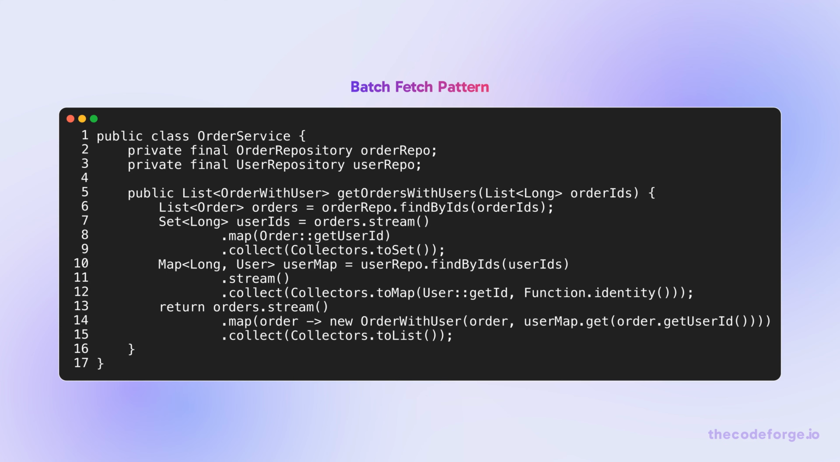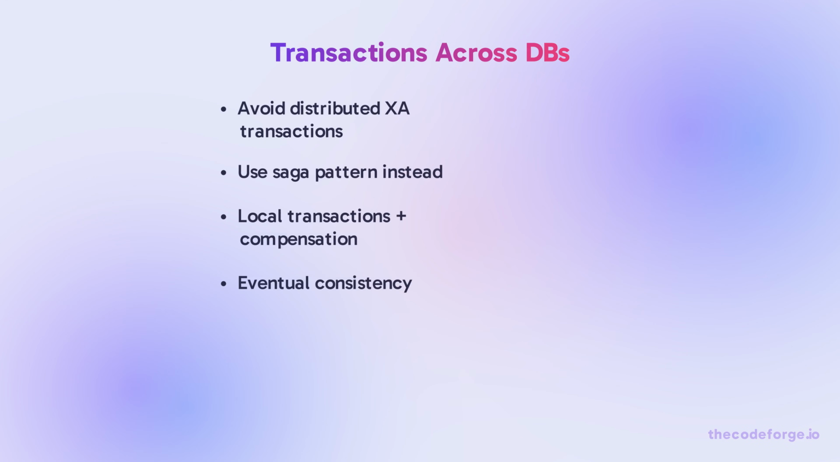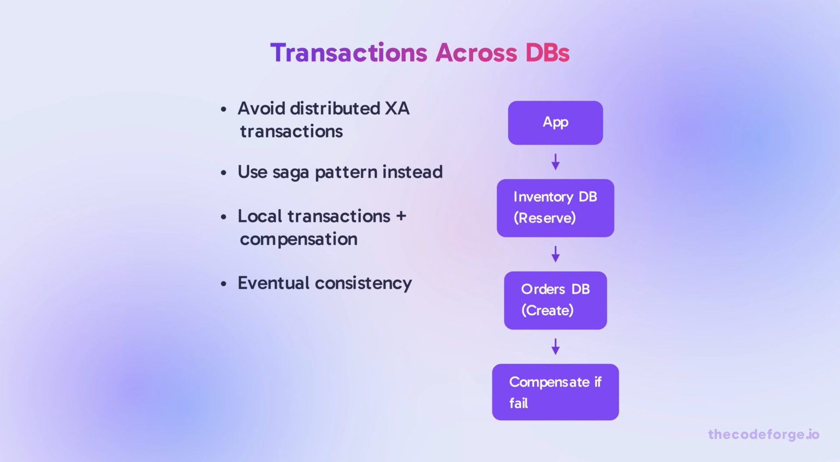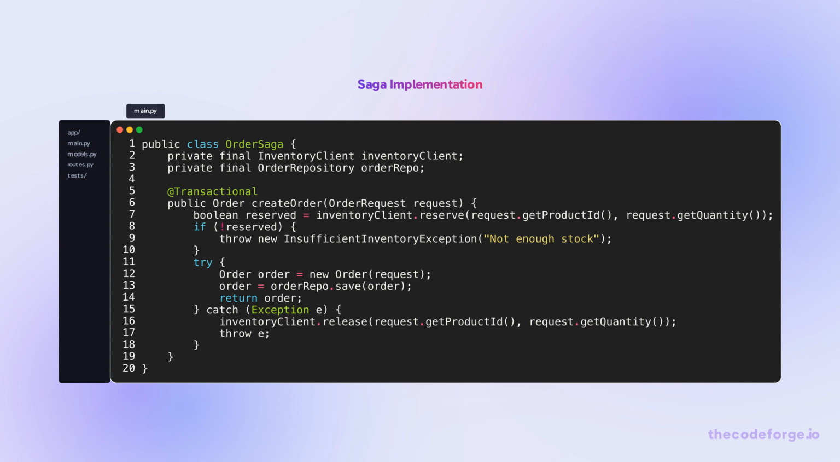This avoids n+1 queries. Distributed transactions across federated databases are a trap. They use two-phase commit, which is slow and can cause in-doubt transactions. Instead, use a saga pattern. Break the transaction into local transactions with compensating actions. This saga implementation reserves inventory in a local transaction, then creates the order. If the order fails, it releases the inventory as a compensating action.